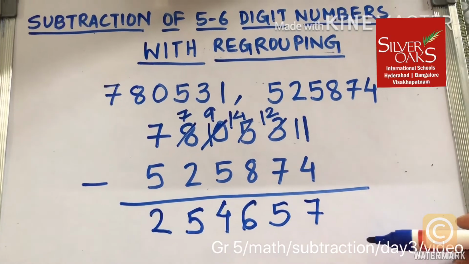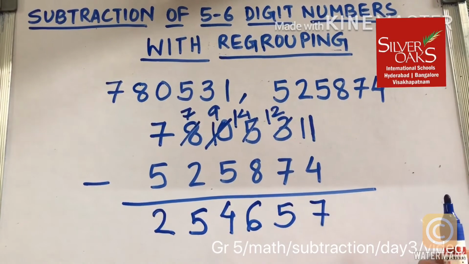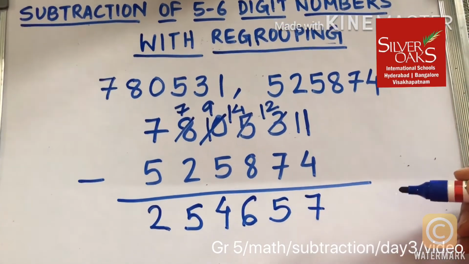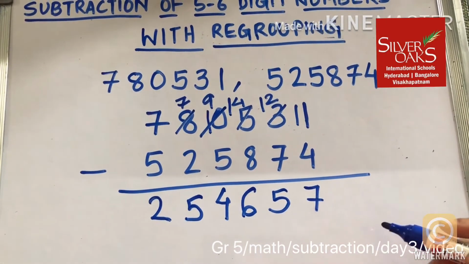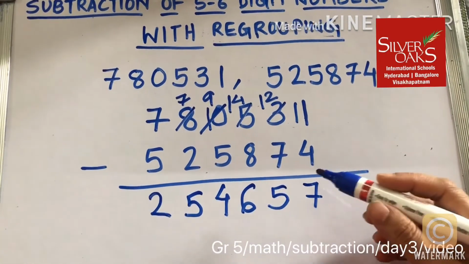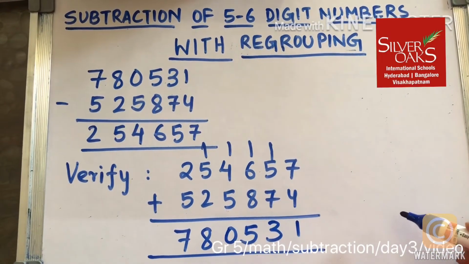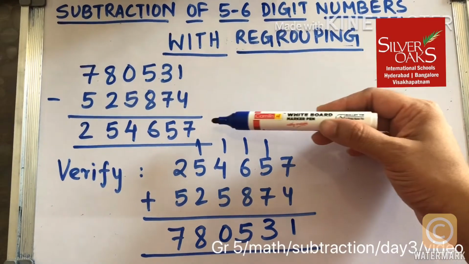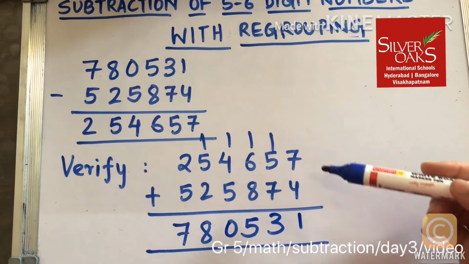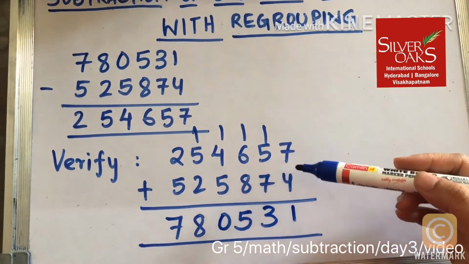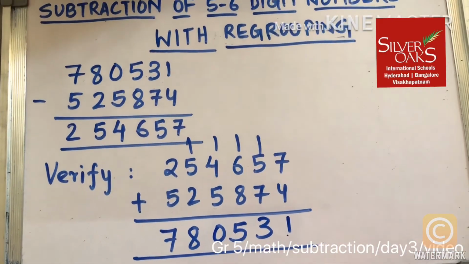You have to be very careful when you have 0 in the larger number and another number in the smaller one to subtract it from. So students, pause your video here and verify the subtraction and you can resume again. So when I add this number and this number, I should get the larger number. So you can see this number plus this has given me the larger number. Hope you have verified your subtraction.